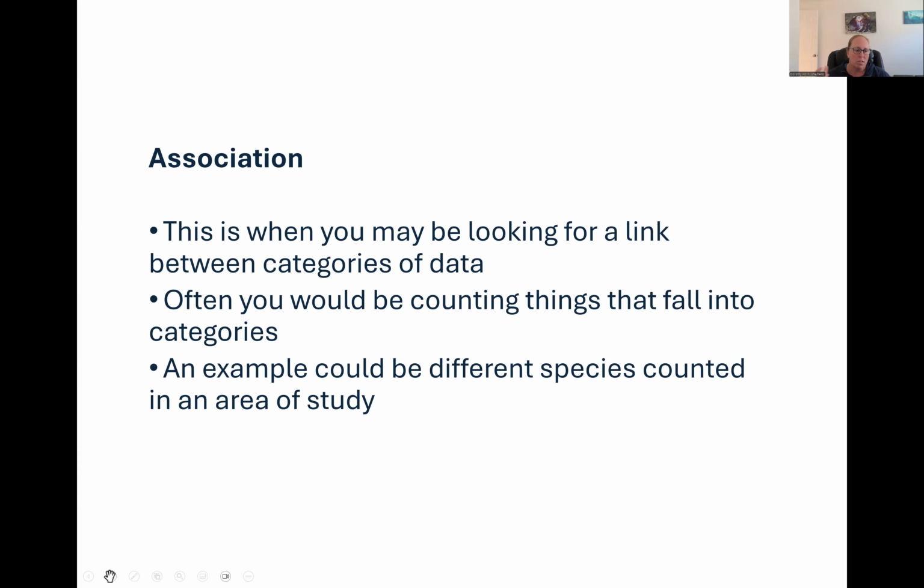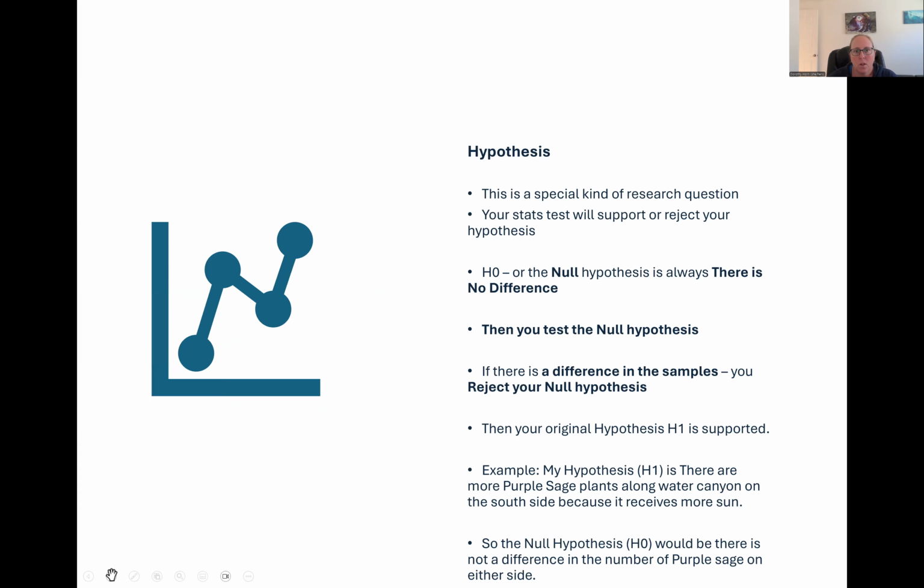The more dogs there are, the fewer birds there are. Is that something that happens? The more people there are, the more dogs there are. Those are kinds of different links. So you would be looking for those different links between categories.